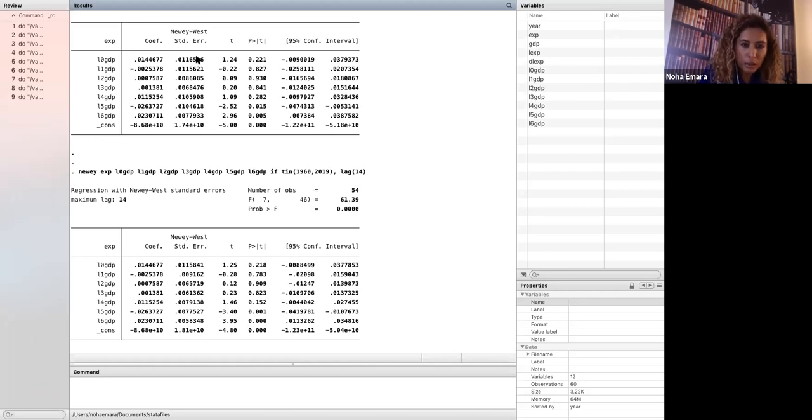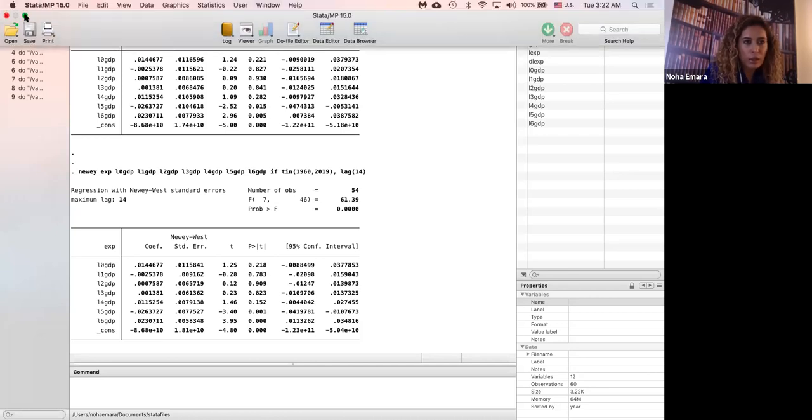Just remember, this is your impact effect, first year dynamics, second year dynamics, third year dynamics, and so on. It's interesting to see that the impact effect is insignificant, right? Even the first lag and second lag. It started only to be significant from the fifth lag, fifth and sixth. These are the only two statistically significant lags in this model.